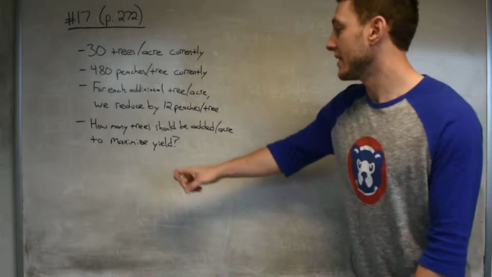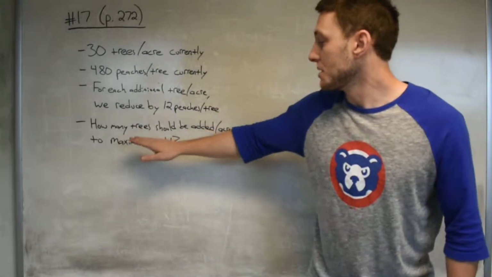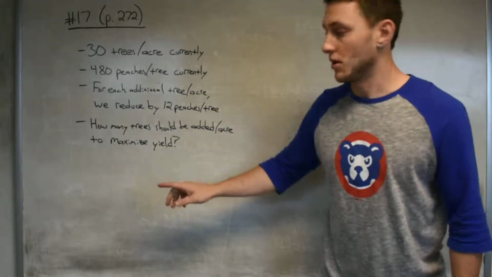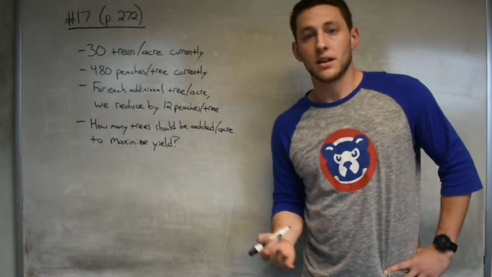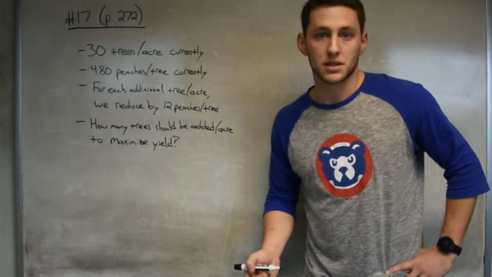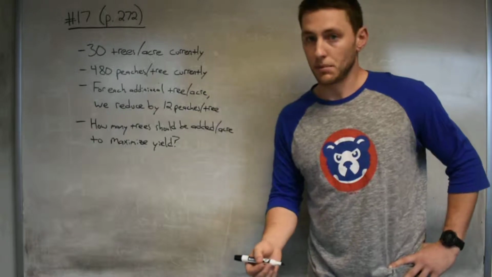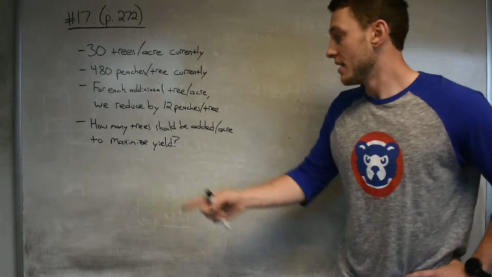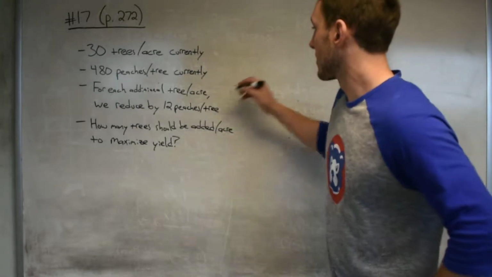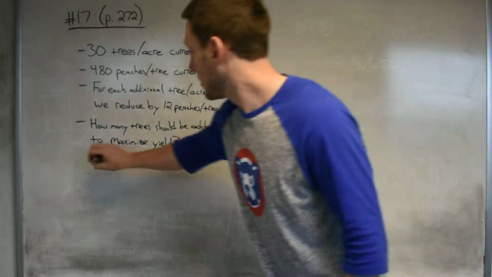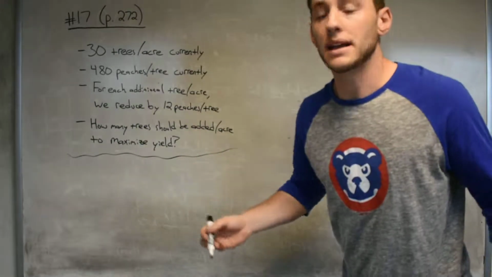Second step, find out what we're after. How many trees should be added per acre? Okay, so we're after this. Step number 3, figure out the function that's going to help us. Usually that's the function that's coupled up with either the word maximize or minimize. So we're trying to maximize yield in this question. So that being said, I'm going to go ahead and start by trying to make a yield function.